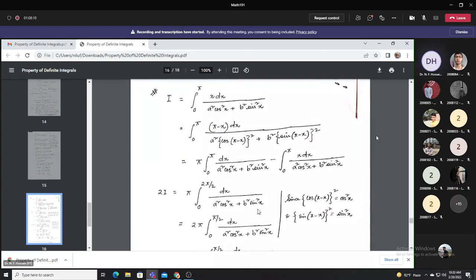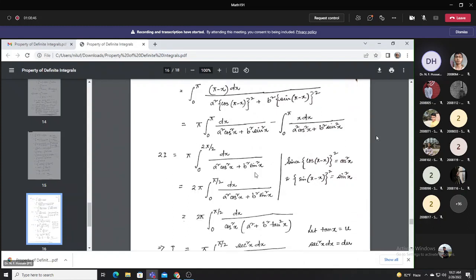Now this integral, 0 to pi x dx divided by a square cos square x plus b square sin square x. So again we use that particular property number 4. Replace x by pi minus x. So in the upper part you get pi minus x dx, and in the lower part a square cos of pi minus x whole square, that means cos square x. Same thing, b square into sine of pi minus x whole square, that means sin square x. So you are getting exactly the same thing: pi minus x dx divided by a square cos square x plus b square sin square x.